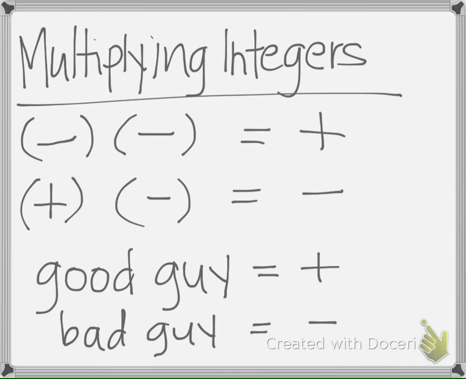So what you need to know is when your signs are the same, then your answer is always going to be positive. When your signs are different, your answer is always going to be negative. And we're going to discuss a fun little analogy with that. You need to remember that good is always positive and bad is always negative.